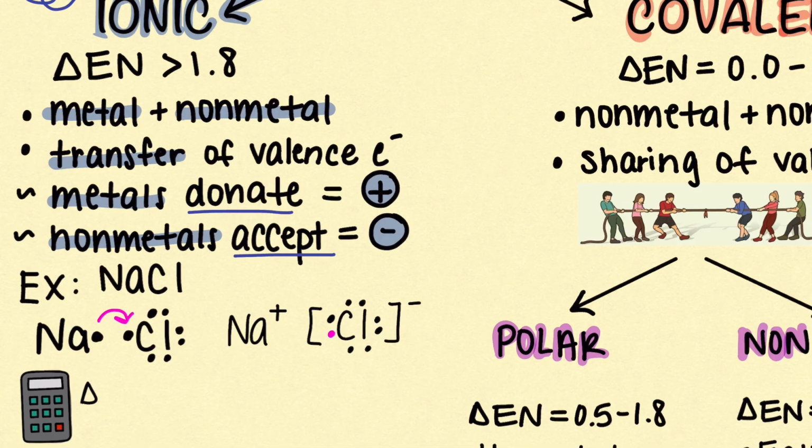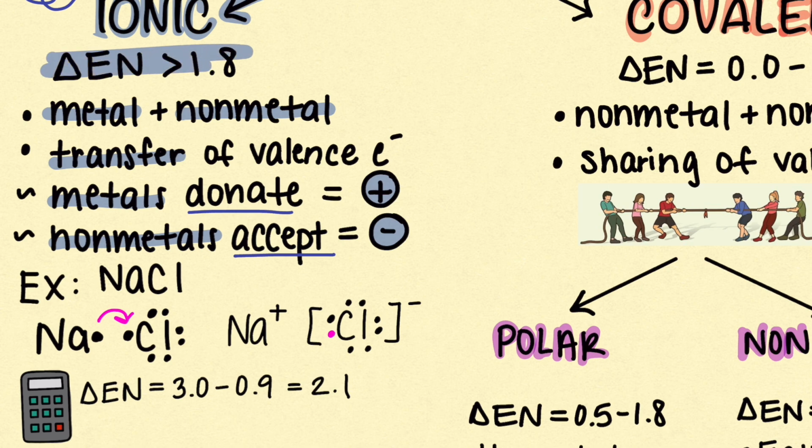Now, if your teacher wants you to calculate the electronegativity difference, this is how you do it. On the Pauling scale, sodium has an electronegativity of 0.9, while chlorine is 3.0. So if you subtract 3.0 minus 0.9, you get an electronegativity difference of 2.1, which is greater than 1.8.